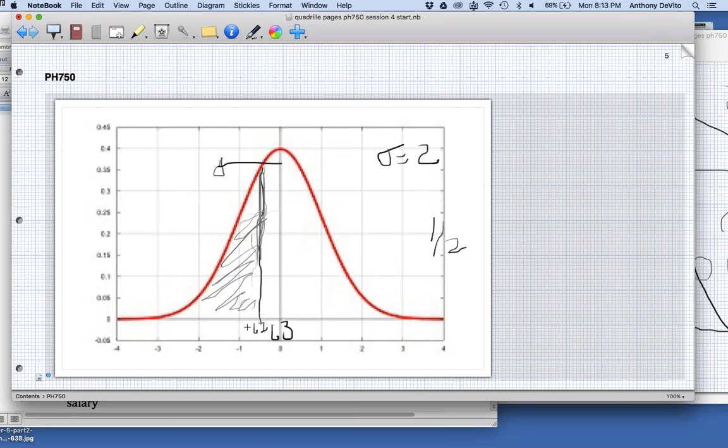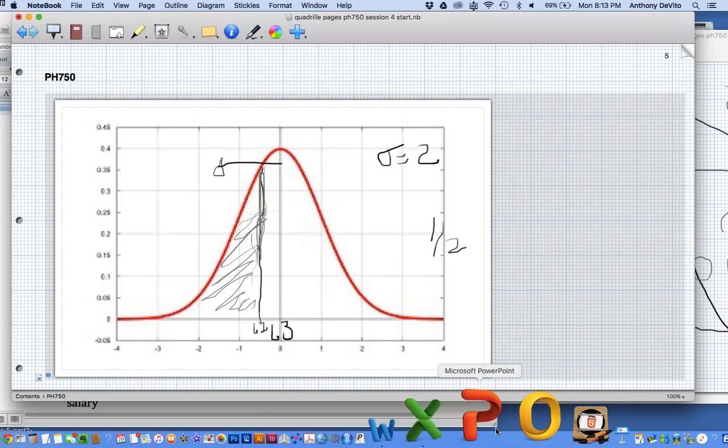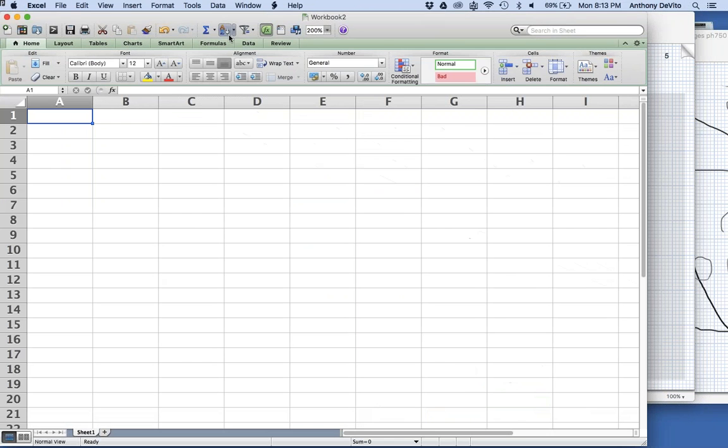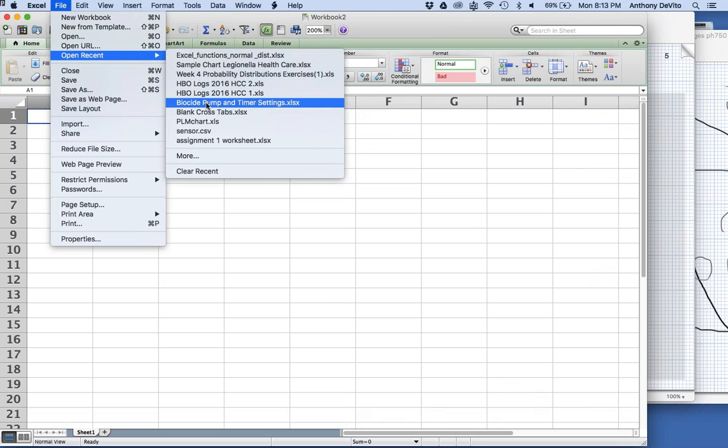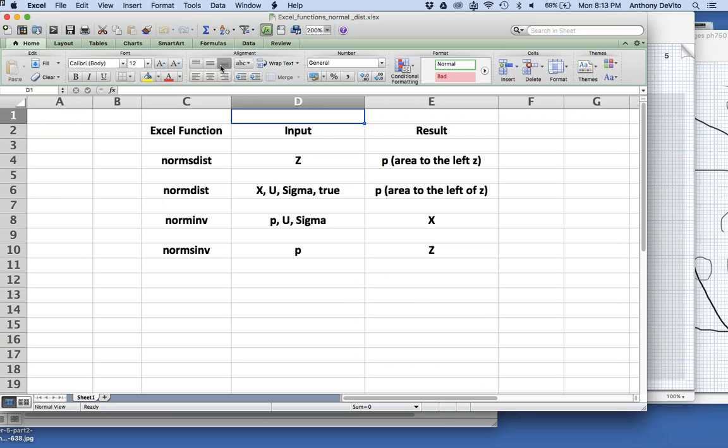One way is to go to Excel and use Excel to solve this problem. Actually, I'm going to open something else here. On Blackboard, you will find an Excel sheet that's saved, and it has listed at least 4 functions that you can use in Excel. There are many more that you can use to figure out areas in a normal distribution.